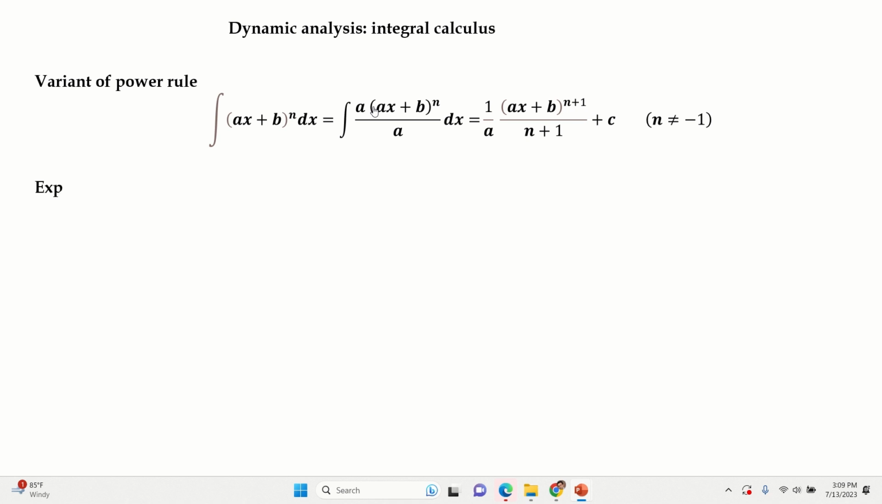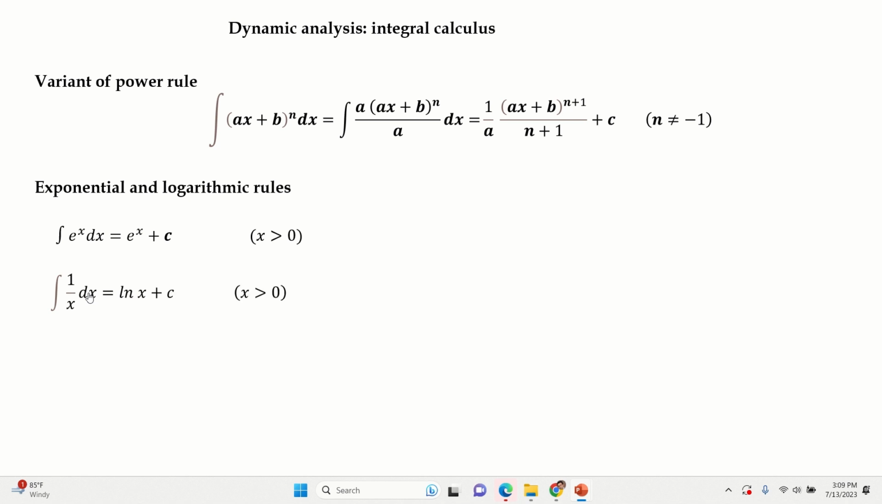Next, we have the exponential and logarithmic rules. The integral of an exponential function is the exponential function plus a constant. And the integral of 1 over x, given x is greater than 0, would be log of x.